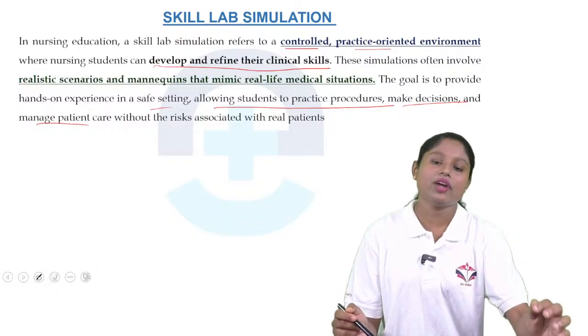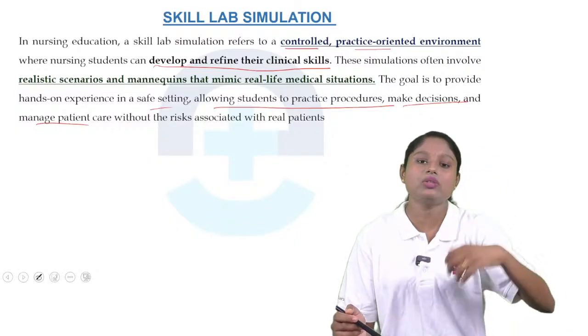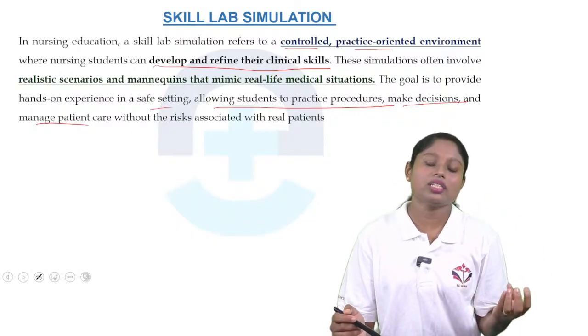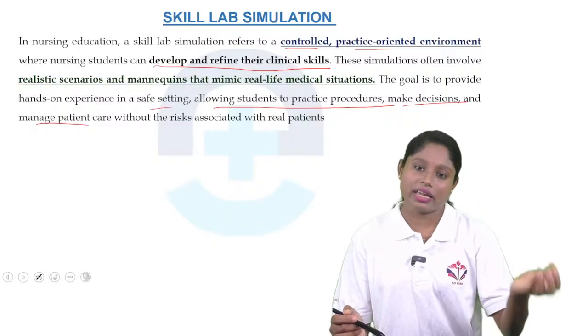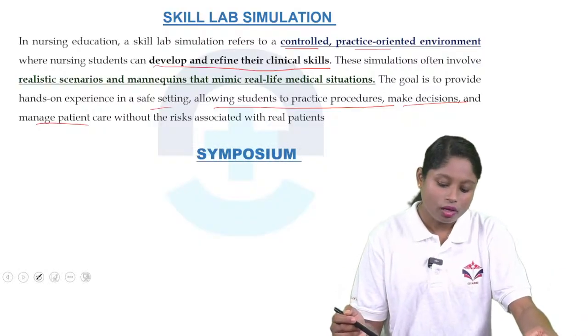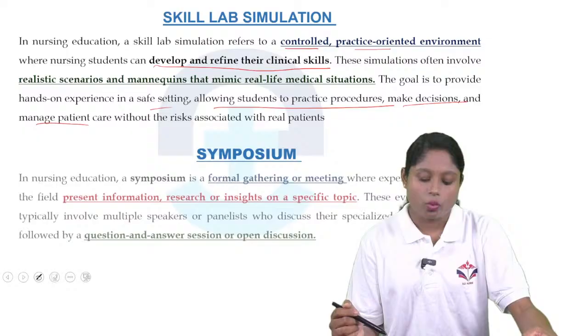So here we are not treating the real patient, so the situation we are creating will help to improve their knowledge and skills to treat the patient in real life. So that is skill lab simulation. Next is symposium. So what is symposium?